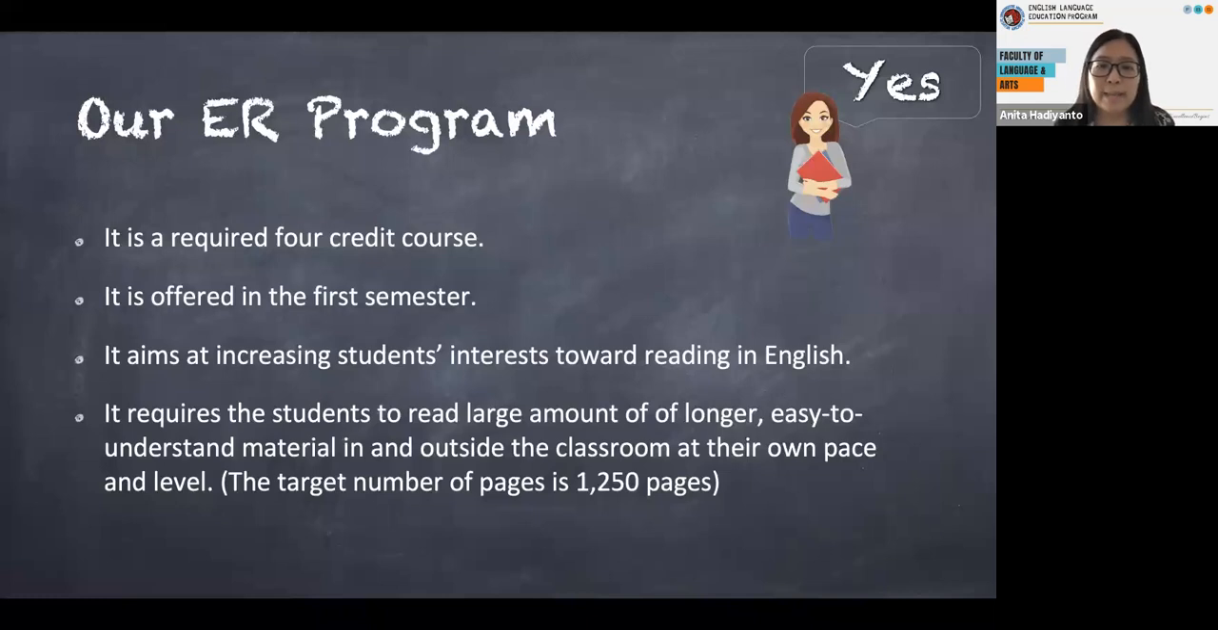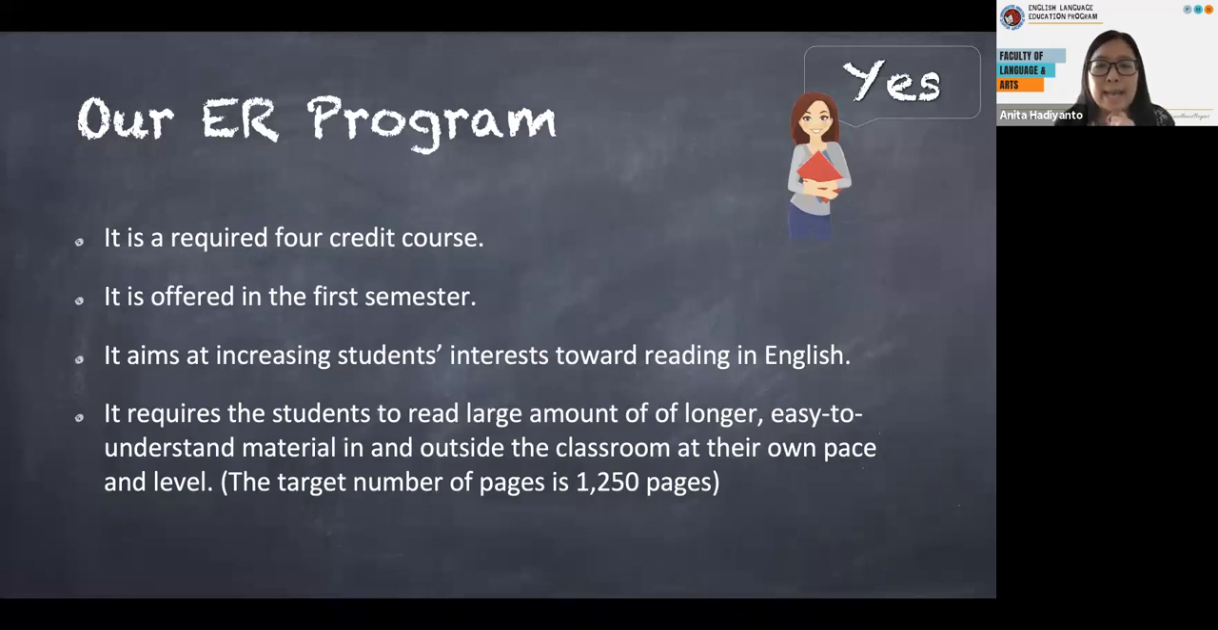And we set a certain number of pages as their target goal, that is 1,250 pages. Why this number? It is because we assume that the students will have around 10 weeks to read, and we want them to read around 100 pages every week. So 100 pages is equal to 3 books.